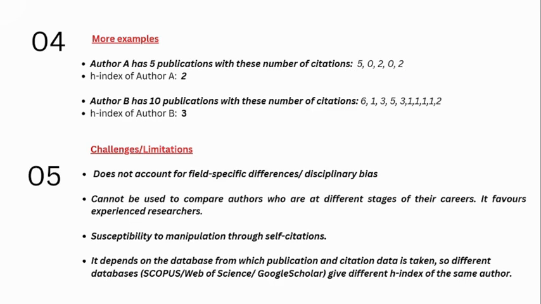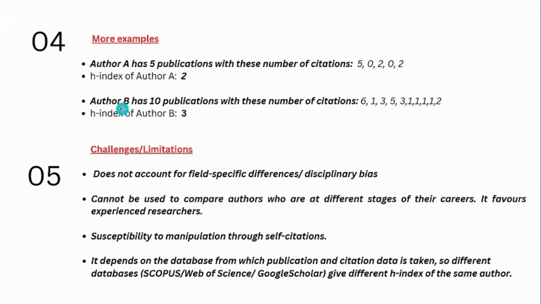So let's move again. Check for 3 now. Are there 3 papers with at least 3 citations? No, because these papers have less than 3. The last 4, publications 2, 3, 4 and 5, have less than 3 citations. Only publication 1 has more than 3 citations. So we do not have 3 papers with at least 3 citations. Hence the highest value H which satisfies that H papers have at least H citations happens to be 2 for author A, and hence the H-index for author A becomes 2.